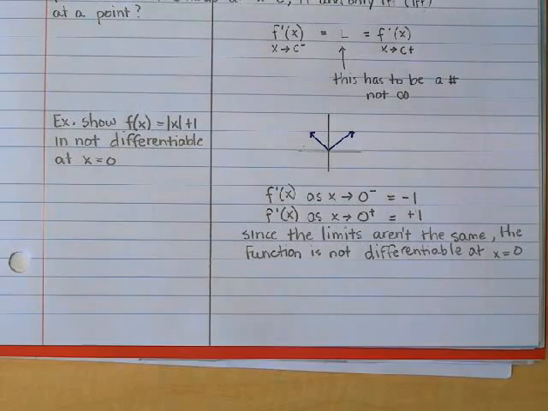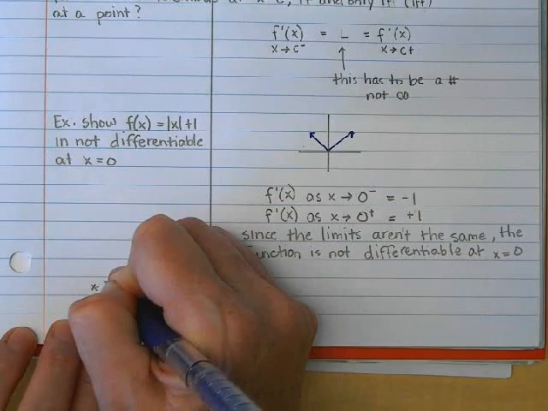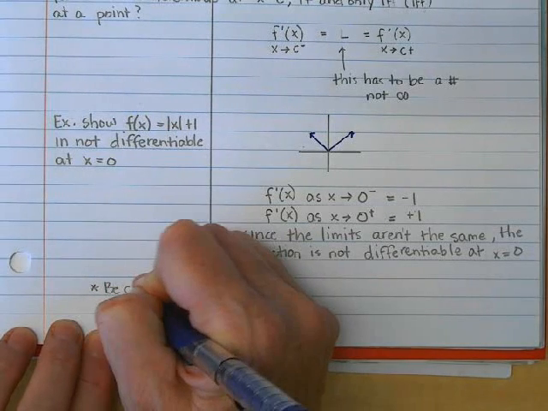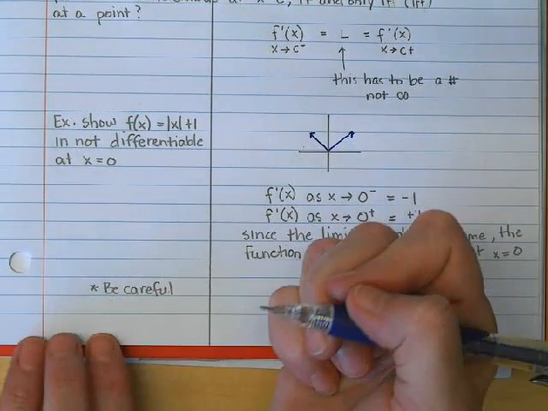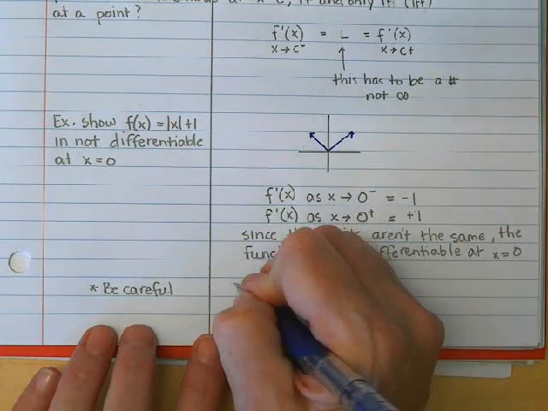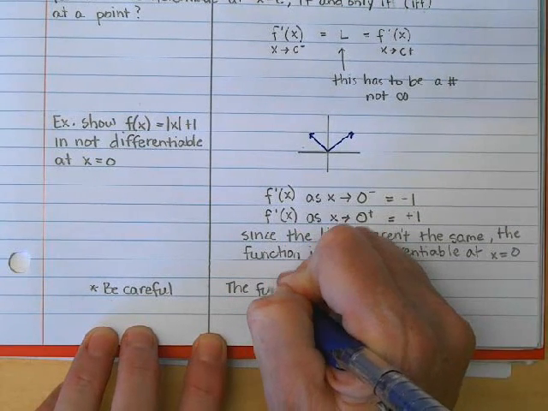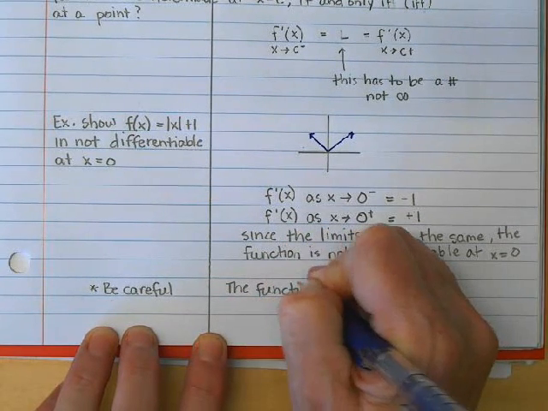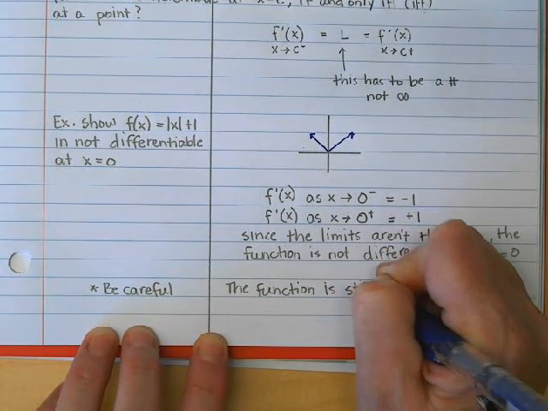Now, one thing you have to be really careful about, because this does get a little bit confusing. Again, it's one of those things your brain has to sit on. The function is still continuous at x equals 0. It's just not differentiable.